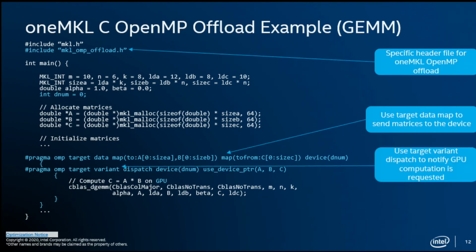And then within that pragma, you have a target variant dispatch. So you're saying you have a variant of the functionality that you want to run. And so this notifies that the computation on the GPU is requested.